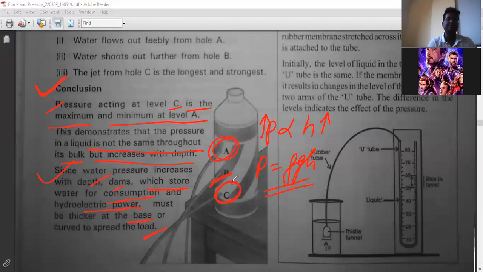So in this experiment, we can see that pressure at different levels will be different. Maximum pressure is seen at C, then B, then A. So PA will be small as compared to PC and PB. So this is the main conclusion.